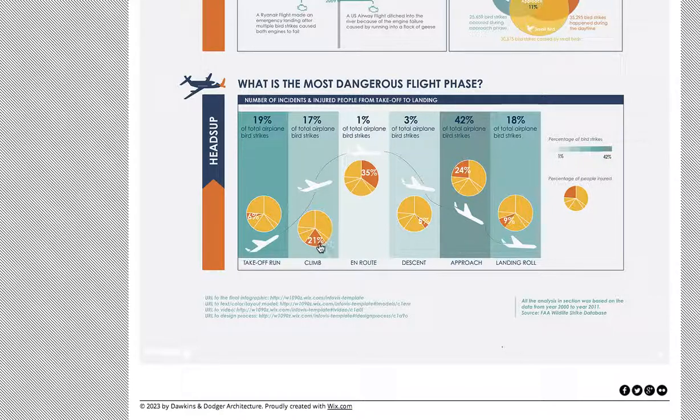I also added exact number on each of the highlighted parts to provide more detailed information. Additionally, the darkness of the background color represents the percentage of bird strikes in each phase. This part is the darkest with a percentage of 42, and this part is the lightest color with only 1%.